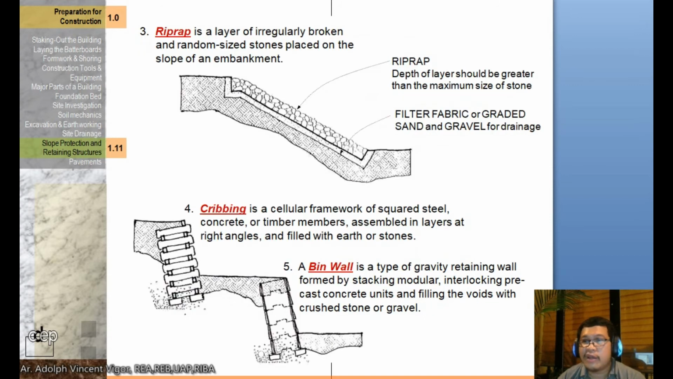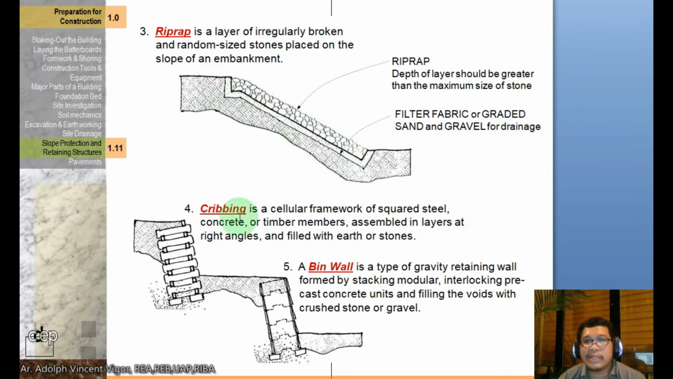Okay, then you have what you call the riprap, which is a layer of irregularly broken and random sized stones placed on the slope of an embankment. So this is the riprap class here. Its depth of layer should be greater than the maximum size of stone. And here you have the filter fabric or graded sand and gravel for the drainage.